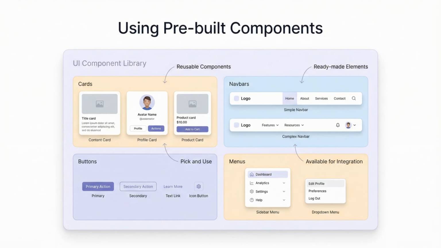Rather than building every element from scratch, a better approach for things like menus and complex UI elements is to use pre-built components. Component libraries provide ready-made, styled building blocks that you can simply drop into your project. This saves significant development time and ensures consistent design across your interface.